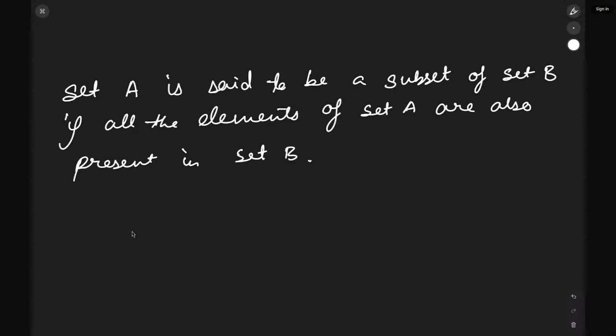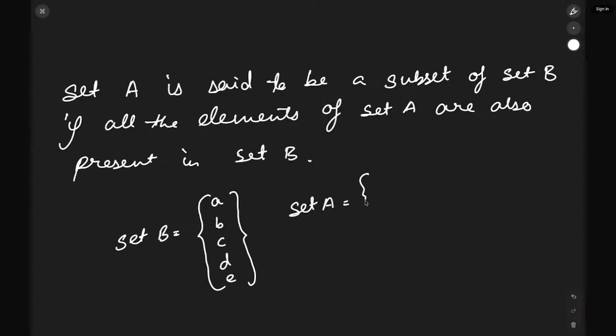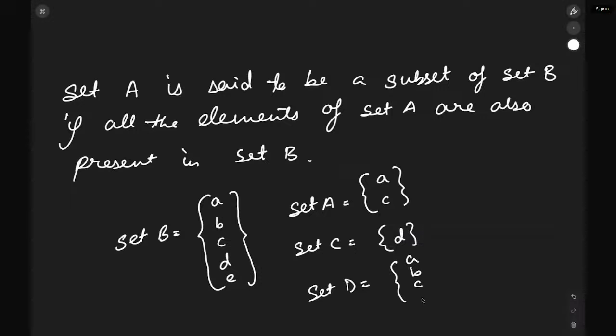Now, I'll give you an example. Let's say set B will contain A, B, C, D, E. All right. And there is a set A which contains A, C. There is a set C which contains D. There is a set D which contains A, B, C, D. Okay. There is a set E which contains F.